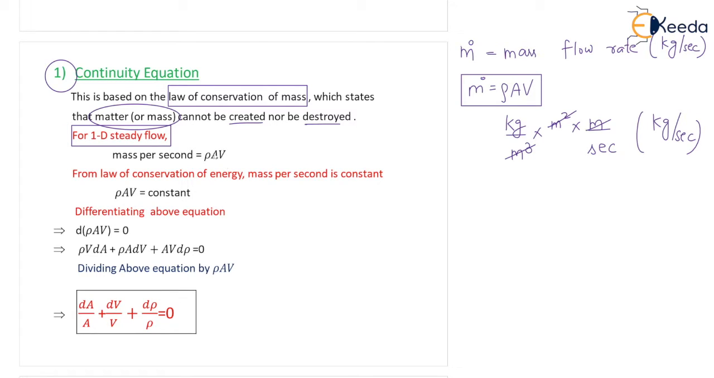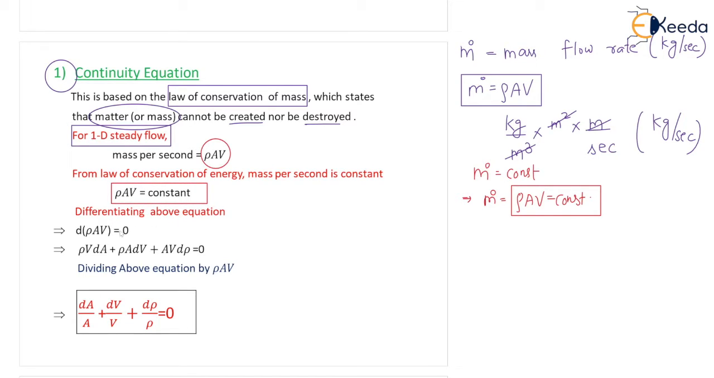Okay, so mass flow rate is rho A V, we got it. And from the law of conservation of mass, mass per second is constant. So mass flow rate per second is constant. When you write that the mass flow rate is constant, m dot equal to constant, that means m dot is equal to rho A V, and rho A V is constant. Using this, we are going to have a small derivation here. Rho A V equal to constant. Look at this, the same is written here.